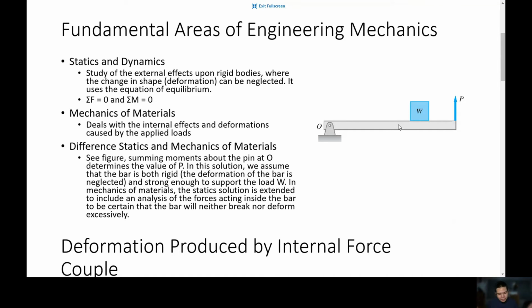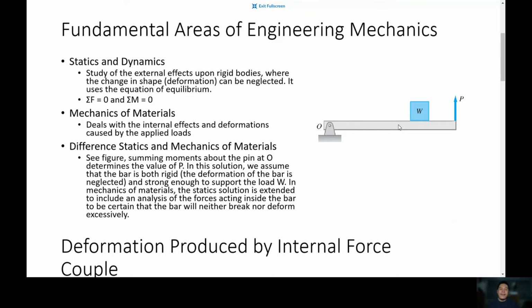Alright, so first and foremost, before we go into detail of what the deformable bodies are all about, let's compare this to how it is different from statics and dynamics. Basically, statics and dynamics is the study of external forces upon a rigid body where the change in shape or deformation can be neglected. It uses the equations of equilibrium: the summation of forces should be equal to 0 and the summation of moments should be equal to 0.